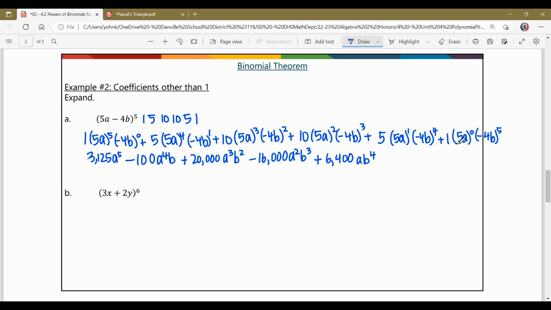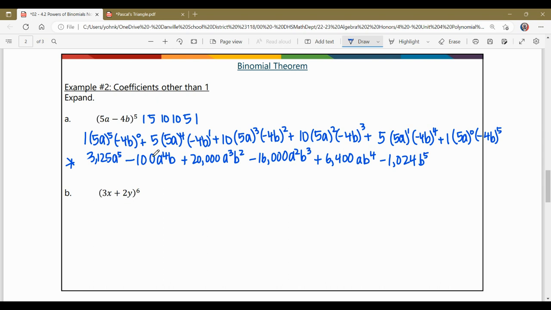And finally, 5a to the 0 is 1 and another 1. So we have -4 to the fifth. That's -1,024. B to the fifth. And there's your answer. So these are not challenging. You just have to be careful. Now you could do this the long way and multiply it all out, but it'll probably take you the better part of a day. So this is the quickest way.